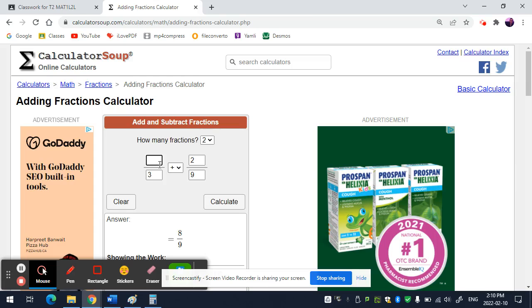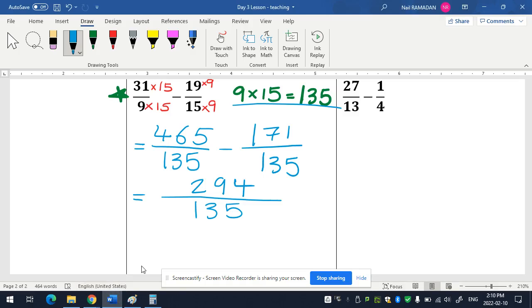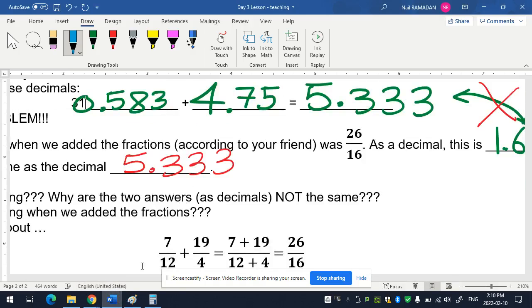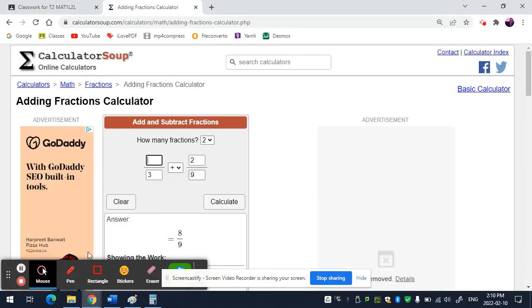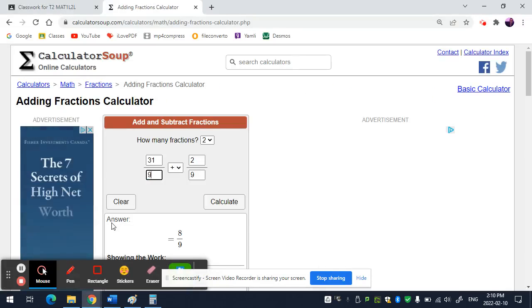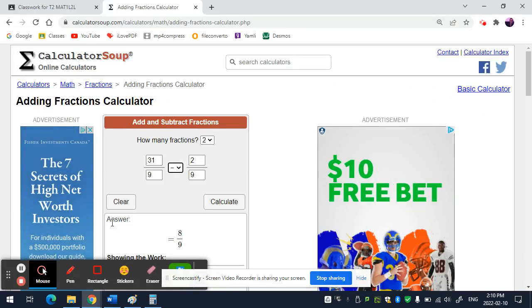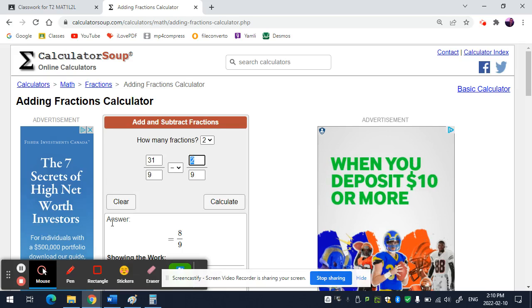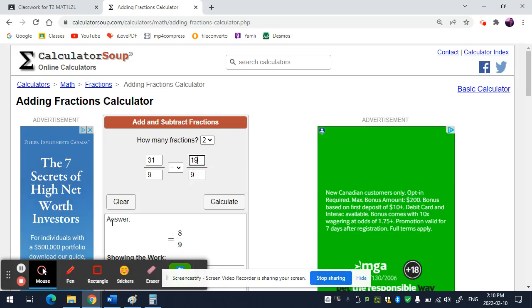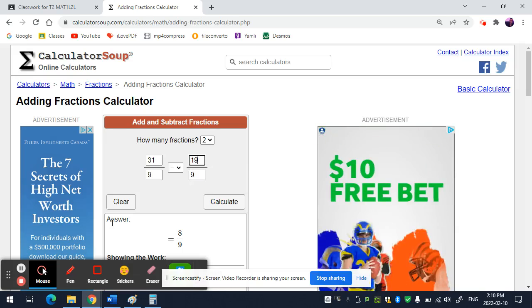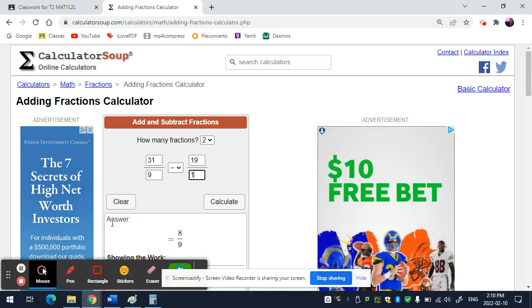Yeah, right. 31. Wait, 1 second. 31 over 9. Is it a minus or a plus? It's a minus, so watch out. What's the next fraction? 19. Wait, what? 19 over 15.